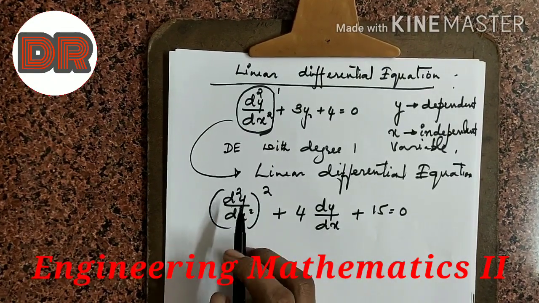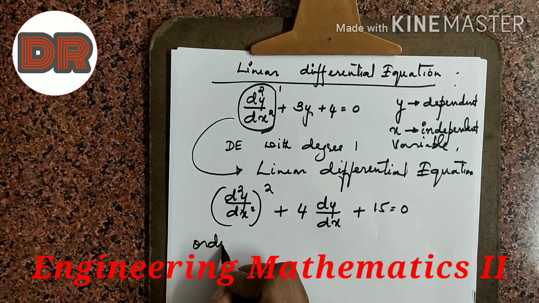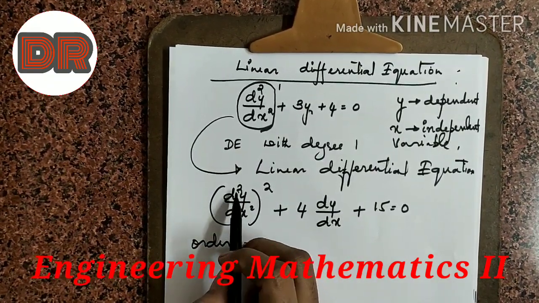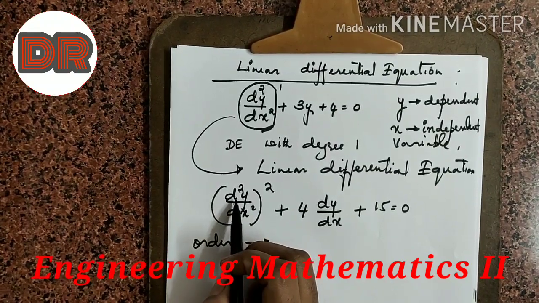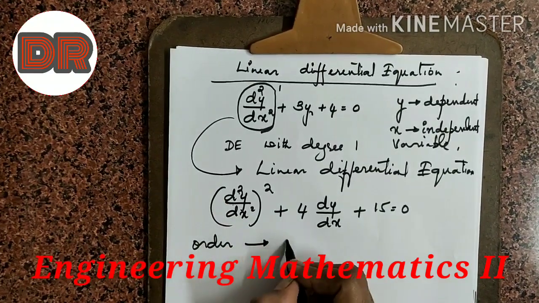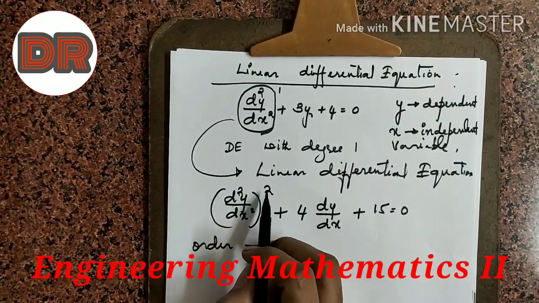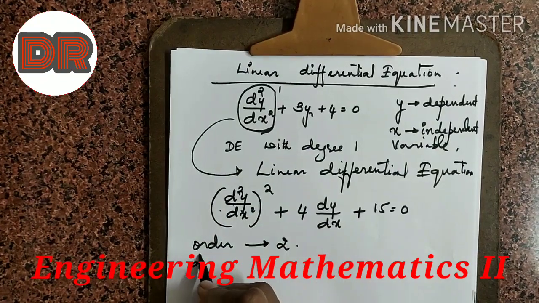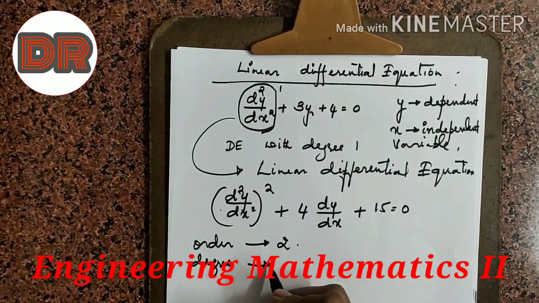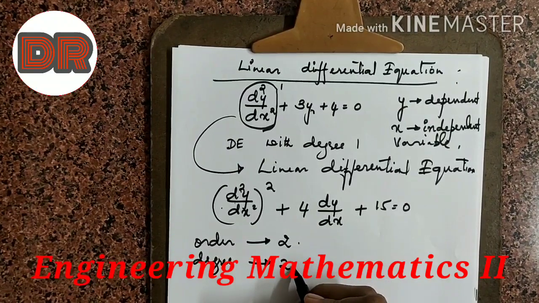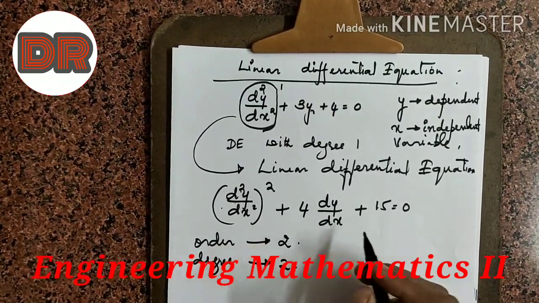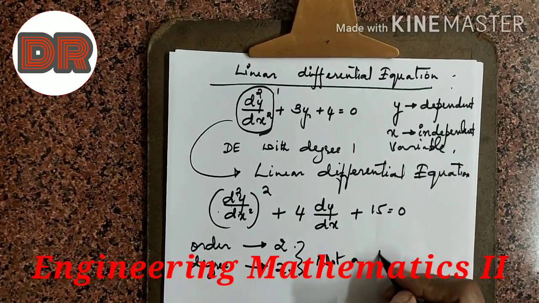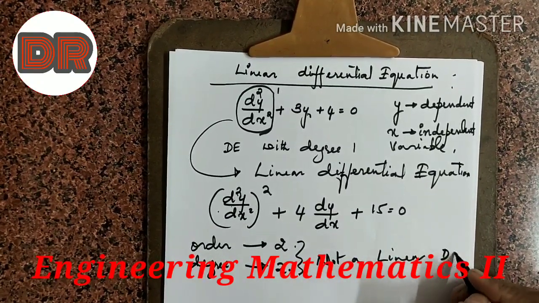And what is the order of this differential equation? The order is 2 because the maximum number of times we are differentiating is twice. So the order is 2 and the power or index of that differential term is 2. So the degree is also 2 here. Since the degree is 2, it cannot be a linear differential equation. So this is not a linear differential equation.